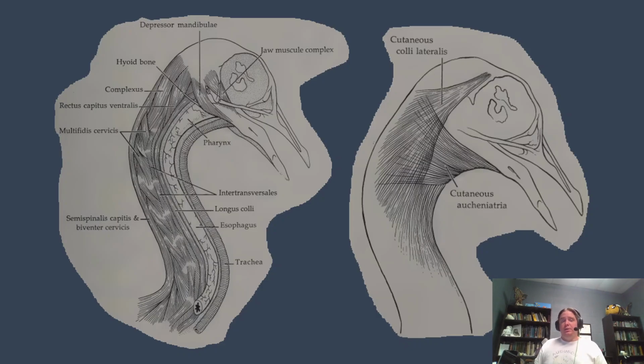And so that means that they must have very intricate control over their necks, which means they have to have a very complex musculature. And that's what you can see in this picture. The various muscles that permit the highly precise movements of the neck and head.